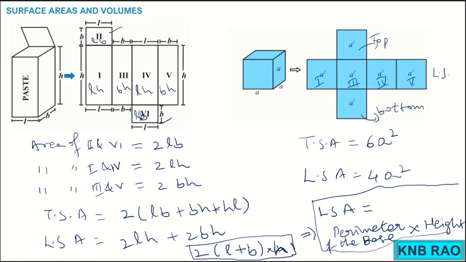2 times (L plus B) is the perimeter of the rectangular base with L as one dimension and B as the other. So that's how this is learnt. We have already learned this in class 8, we will be revisiting it.